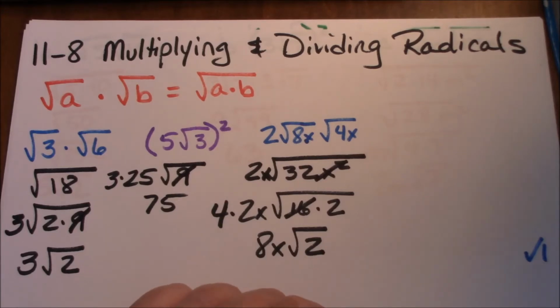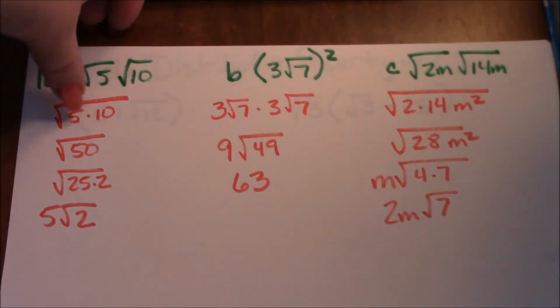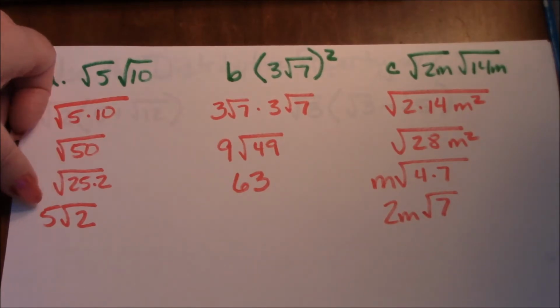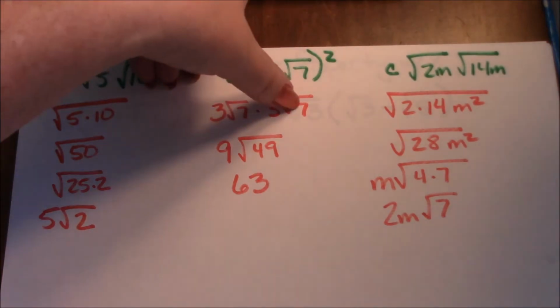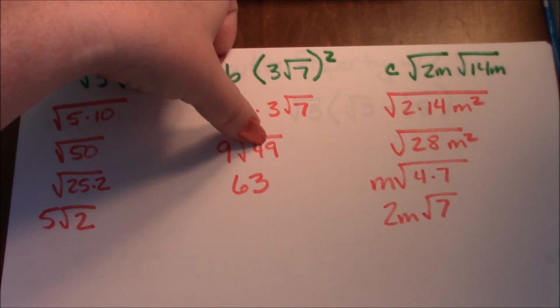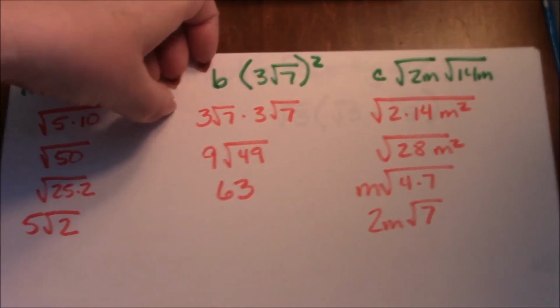So please pause here, try Check It Out number 1, and come back when you're done. For 1a, root 5 times root 10 is root 50, which is really 25 times 2, so we're going to pull out that 5. 3 root 7 squared is 9 root 49, and 49 is 7 squared, so we're going to pull that out, and our answer is 63.